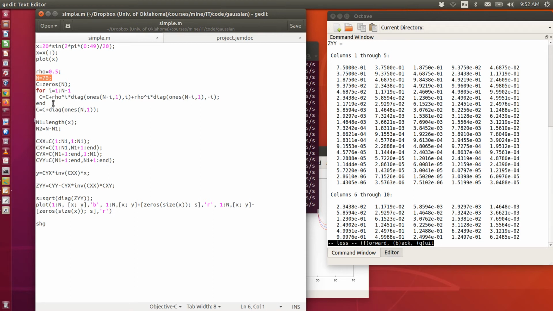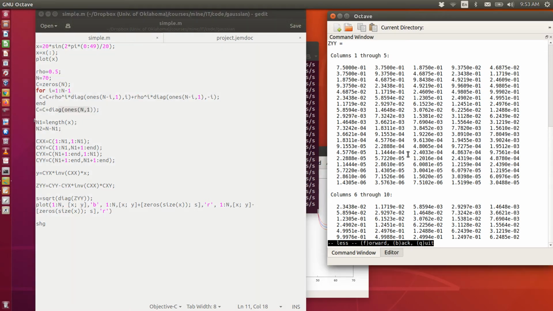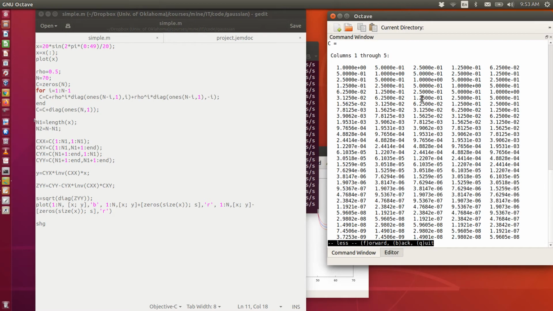The diagonal here, I fill in the off-diagonal for each of the off-diagonals. This is the upper i off-diagonal, and this is the lower i off-diagonal, and we fill that in with rho to the power i, right? And the diagonal is just 1. So if you look at C, C is something like that, where the diagonal is all 1, and the next is rho squared, and so on and so forth.